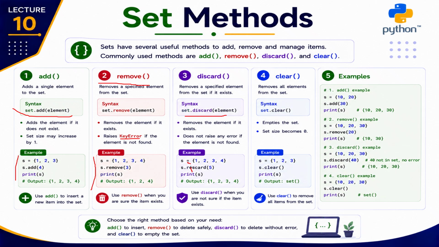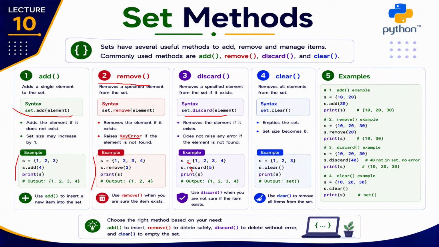The discard method is used here, and the output is 1, 2, 3, and 4. Even though 5 is not present here, no error occurs. The whole set is in the output. That's why we use discard when we are not sure whether the element exists or not.